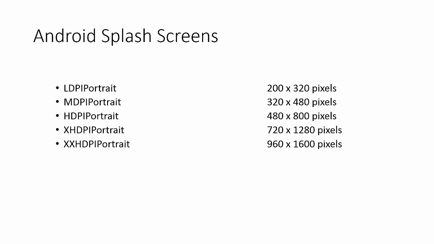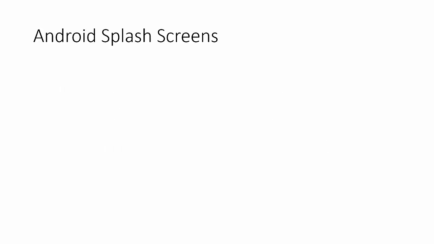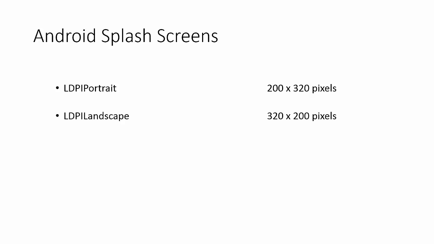But if we did need to make the landscape splash screens, what we would have to do is, for say the LDPI, we have the LDPI portrait already at 200 by 320 pixels. Instead, we would create an LDPI landscape file and just reverse the dimensions to 320 by 200 pixels.